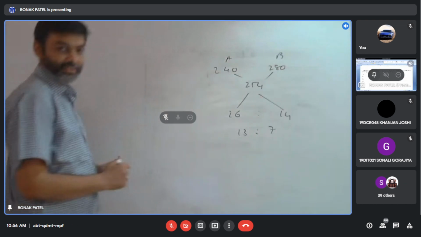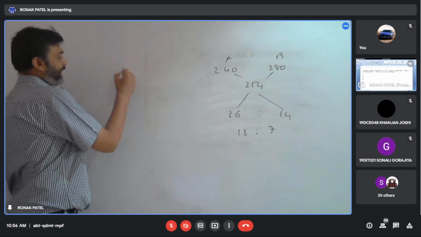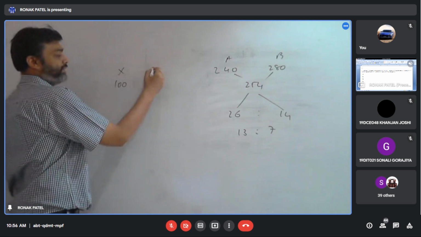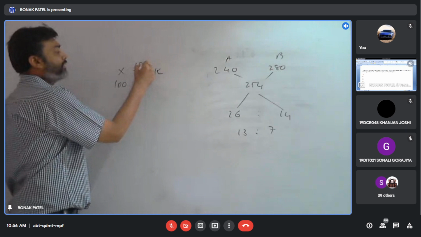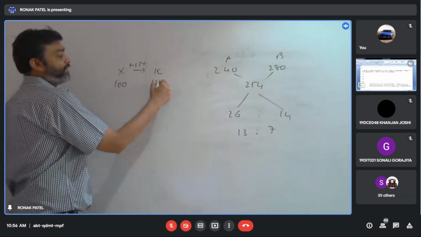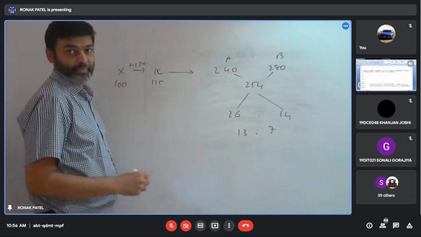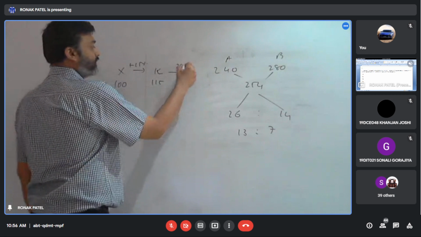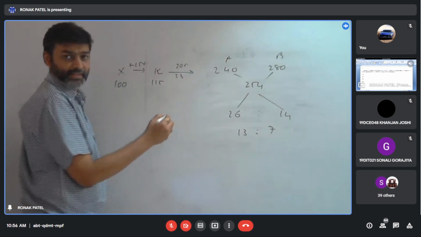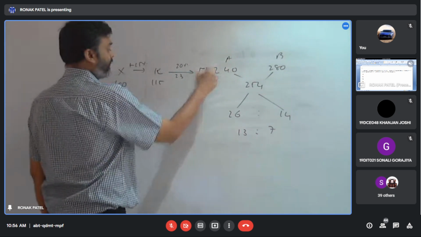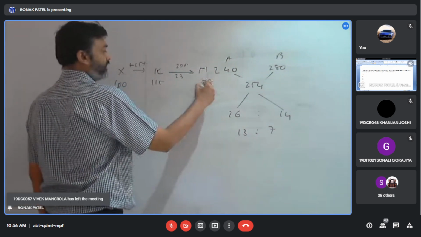But the logic goes this way: let us assume X's cost price is 100, then it's selling to K at 15% profit. So if you add 15, it's 115, and then you add 20% to this one. So 20% of this one is 23. That will go to M, and so that will be 138.